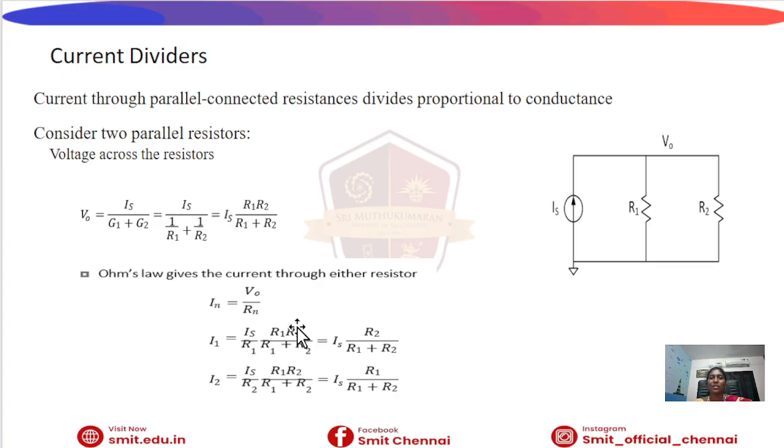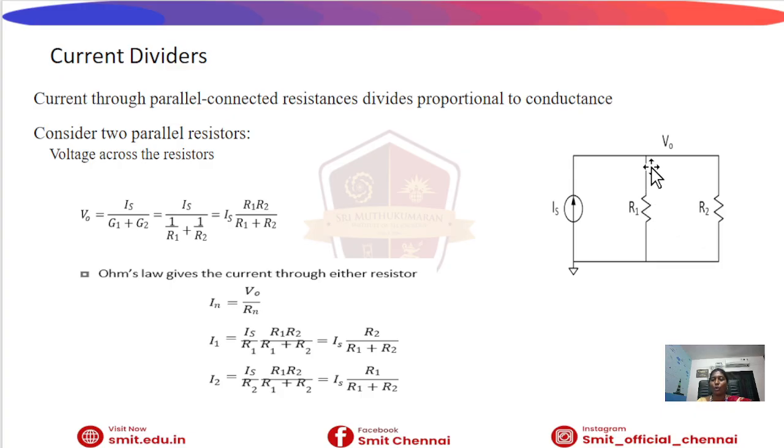Current divides inversely proportional to the resistance. So what is the formula for the current divider? If we have to find this I1 current, consider this is the I1 current and this is the I2 current. To calculate I1, the formula is the total current IS into the opposite resistor. For I1, you have to write R2, the opposite resistor, divided by the total sum of all the resistors.